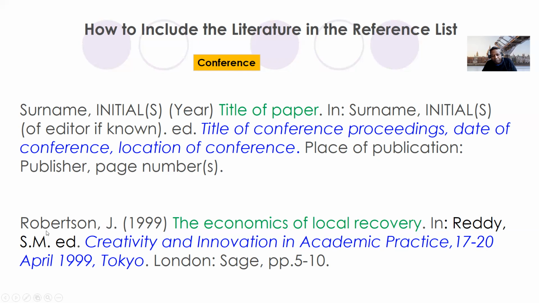An example will be Robertson, 1999, The Economics of Local Recovery, in, so Reggie, as an editor, Creativity and Innovation in Academic Practice. 17 to 20th April 1999, Tokyo. Title of conference proceedings, date of conference; location is Tokyo, date of conference is 17 to 20th April 1999. Then the place of publication is London. Okay, publisher search, then page 5 to 10.